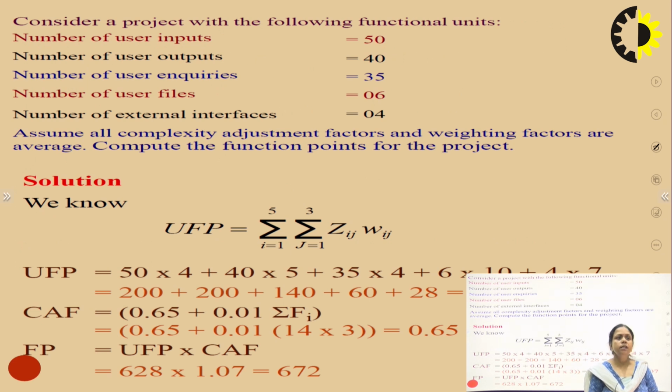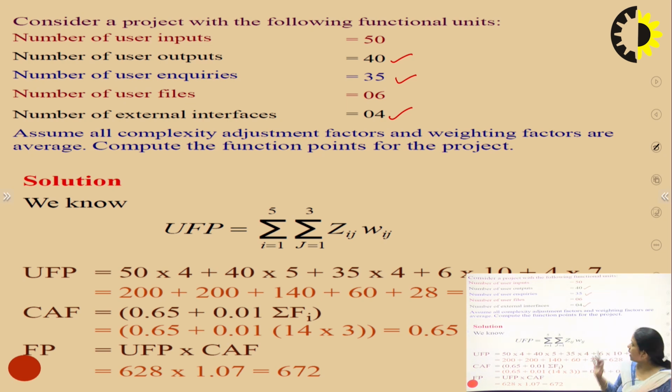The first question is, consider the project with the following functional units. These all are the terms given in our question. You can see the number of user inputs is equal to 50 and the number of outputs is 40 here. And the number of user inquiries is 35, the number of user files is 6, and the last one, external interfaces, is 4. So, these are all the factors given to us: 50, 40, 35, 6 and 4. Assume all complexity adjustment factors and weighting factors are average. Compute the function point for the project.